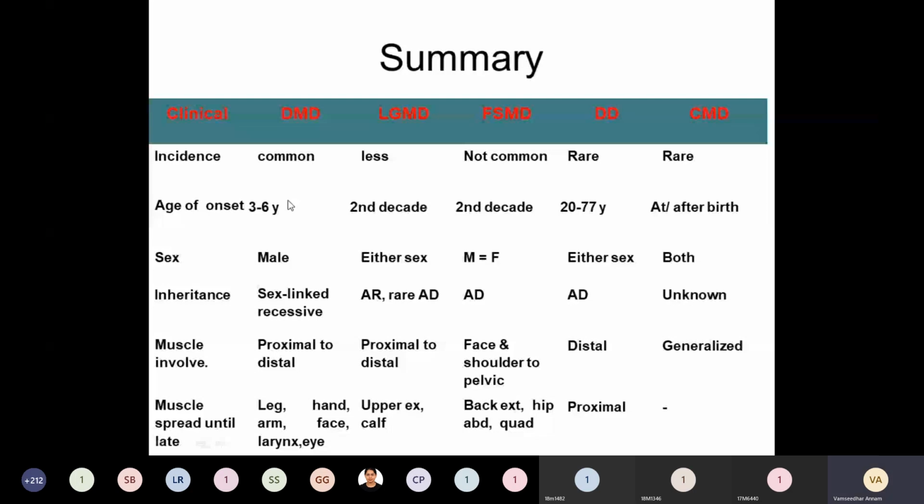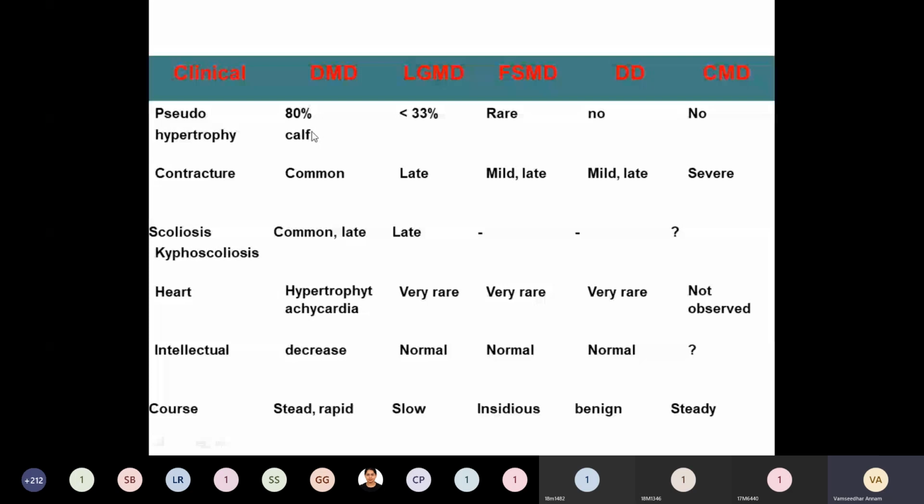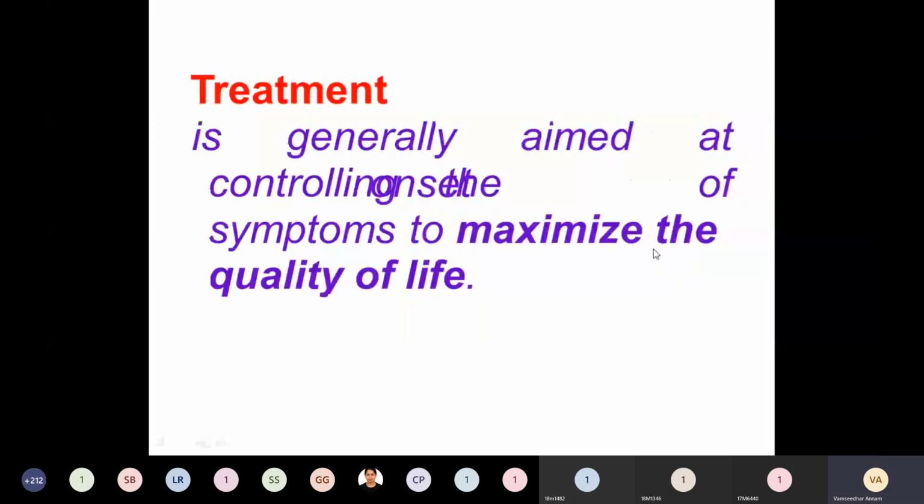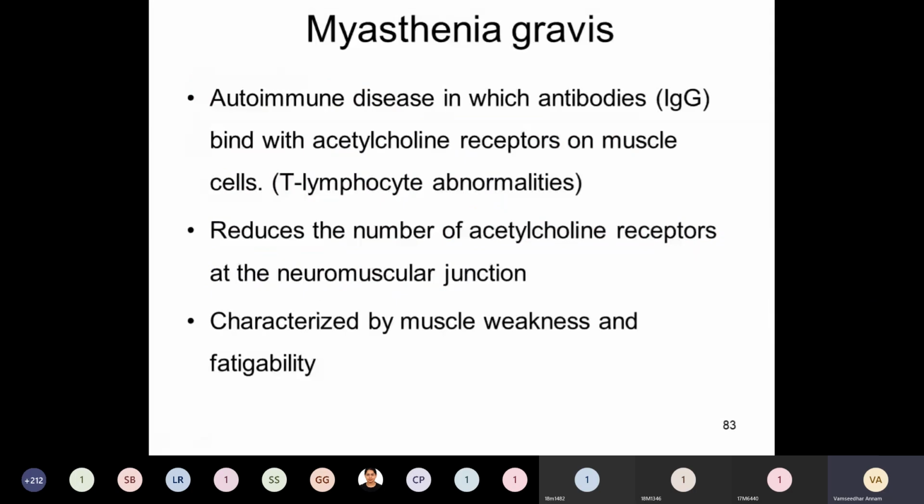Pseudohypertrophy is seen in 80%, mainly calf muscles. Contracture is seen. Scoliosis, kyphoscoliosis are commonly seen, but usually late. Cardiac hypertrophy can be seen. Intellect is decreased, and the course is steady and rapid. So you need to take a muscle biopsy. You have to do special stains and IHC for finally coming to a diagnosis, mainly dystrophy. Treatment is generally aimed at controlling the symptoms and mainly improving the quality of life of the patient.